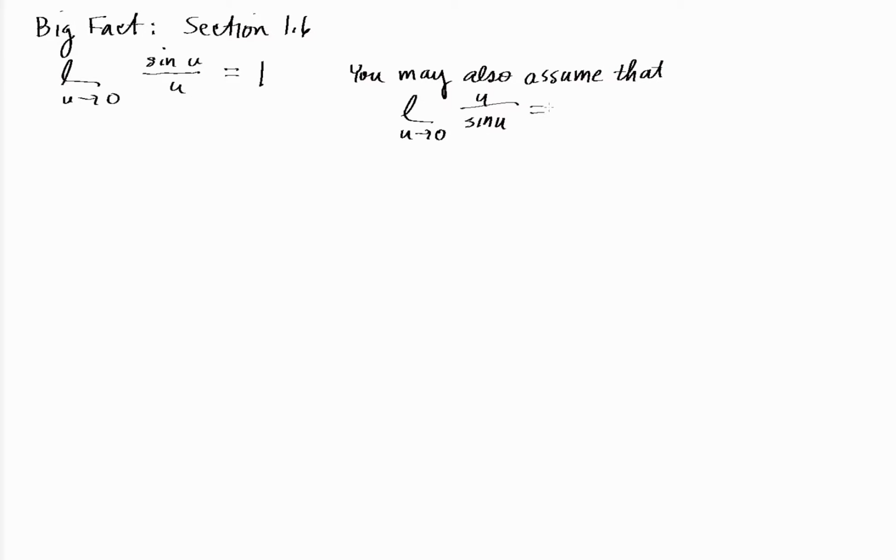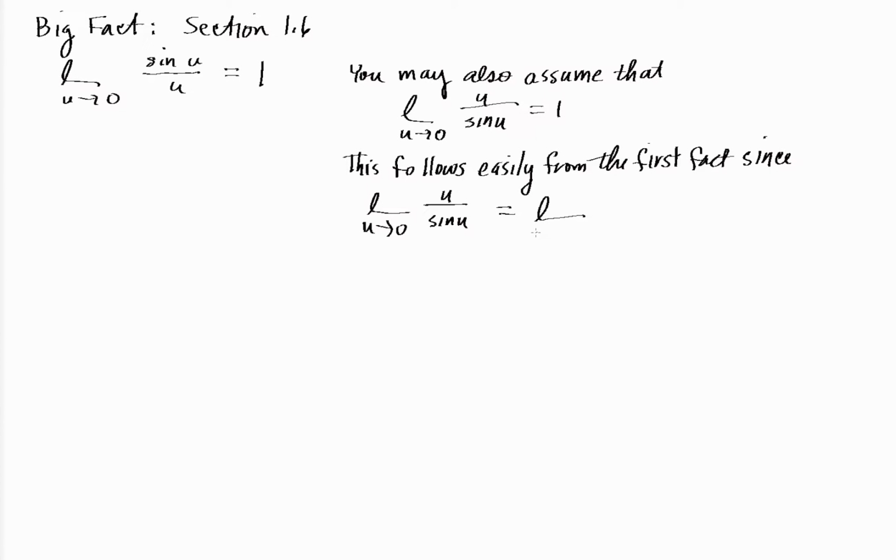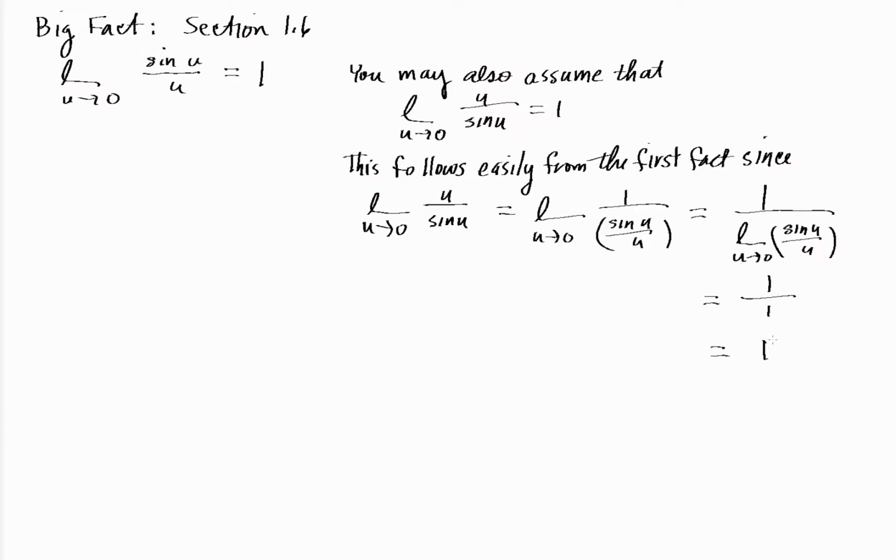If you assume the first fact is true, then it's fairly easy to show that this second fact is also going to be true, that the limit as u goes to 0 of u over sine of u is also going to be 1. This follows from some fairly simple algebra, since u over sine of u is just 1 over the first formula. We can replace the original limit with 1 over the limit of sine of u over u and quickly get that the limit has to be 1 over 1 or 1.